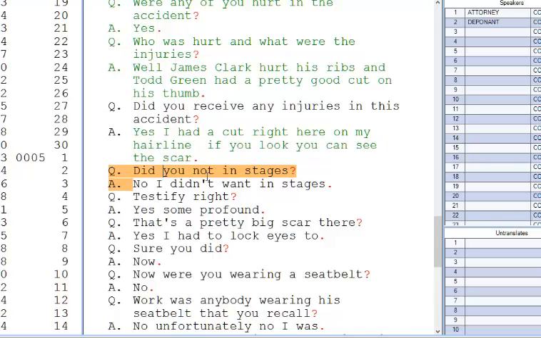Hugo, did you have to get stitches? Echo. No, I didn't want to get stitches.